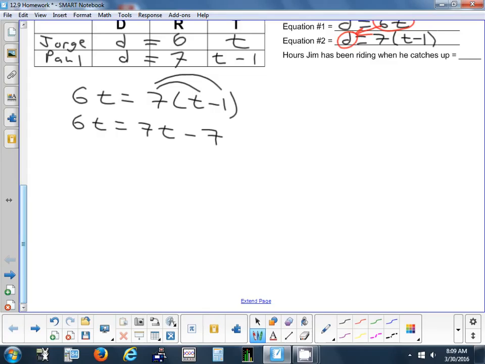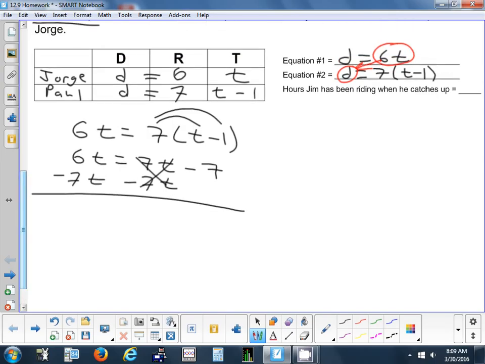Okay, let's bring the 7t to the other side. So subtract it. Okay, be careful here. 6 take away 7 is how much? Negative 1t. And last step, how do you get that negative 1 on the other side? Divide. Yep, and I heard somebody say it's going to come out to a positive 7.